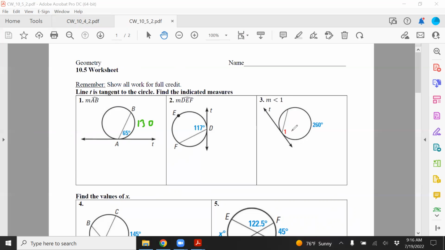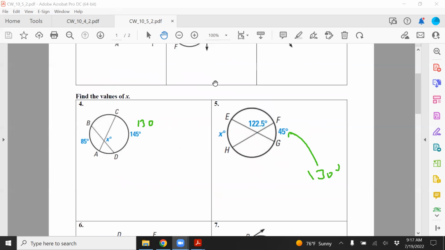For number 3, you want angle 1, that's going to be 130 degrees. Again, it's half of the arc it intercepts. I've got to be careful with my words. The angle's half of the arc it intercepts. The arc intercepts 260, half is 130. So you get 130 for both of those.